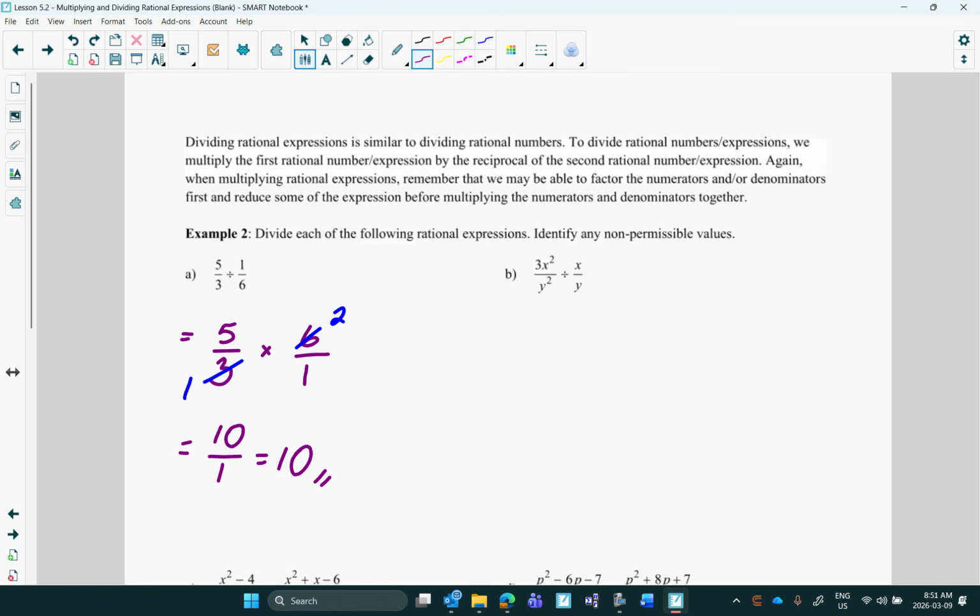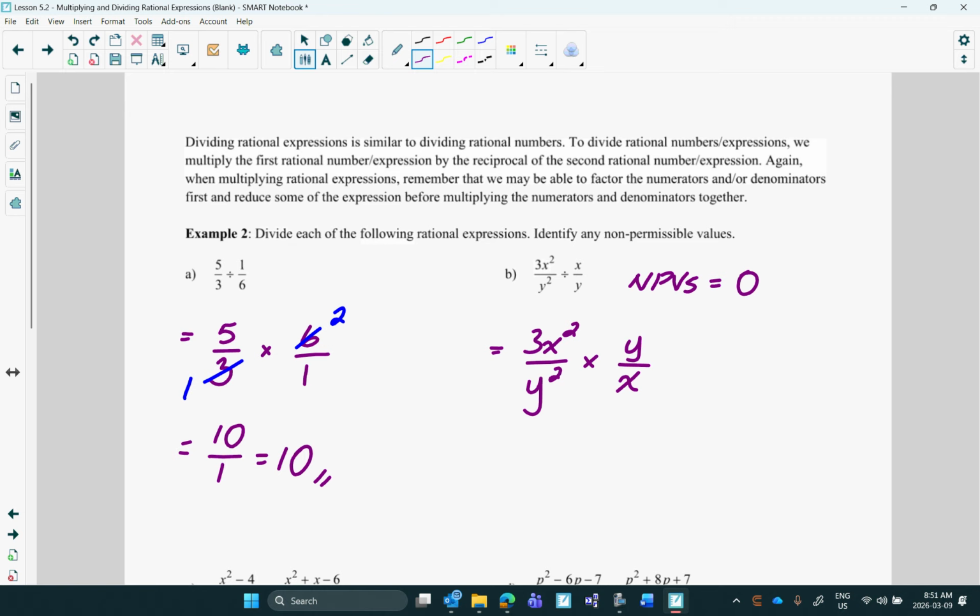This one has variables but nothing to factor. So I don't have to factor anything yet. So what are the NPVs? What can't y be? 0. Change it to multiplication. 3x squared over y squared times the reciprocal of the second fraction, which is x over y.